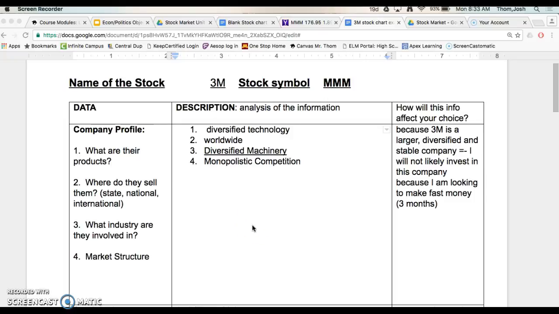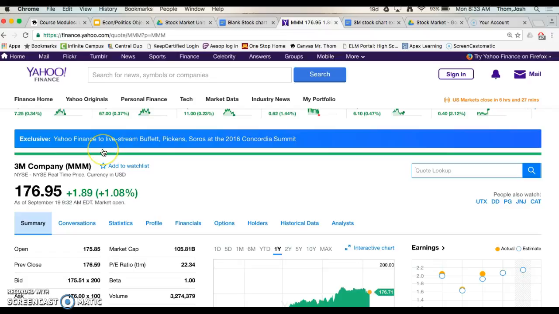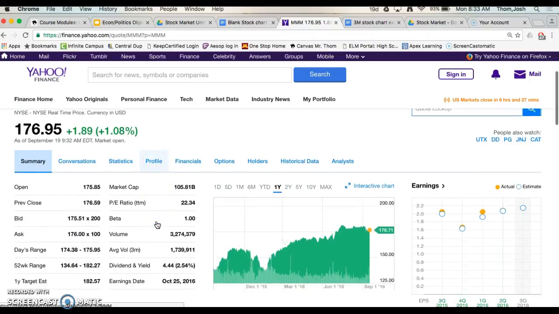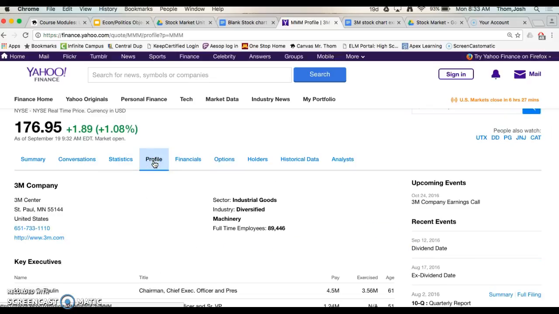All right, here we go. The first thing it asks you to find is company profile. In order to find the answers to questions 1 through 3, you have to use Yahoo Finance, and you're going to find all of that underneath the profile tab here at the top of the page.